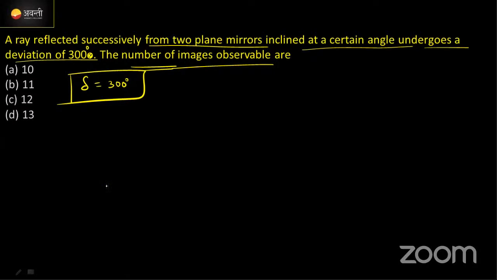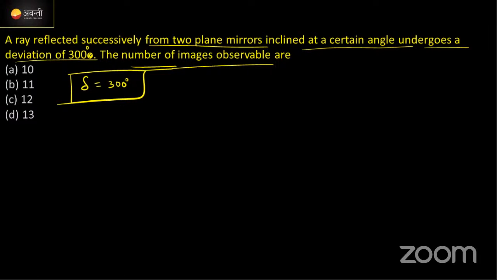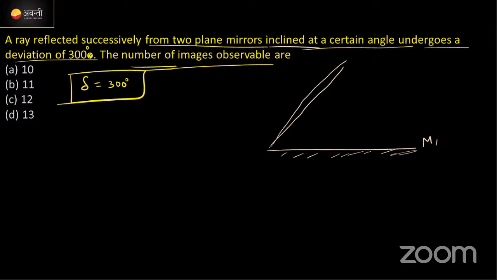Yes, right. What is the correct answer for this one? Nobody gave an answer. Okay, no problem. We'll solve this one. A ray is reflected successively from two plane mirrors. The two plane mirrors are inclined. Take this as the first mirror, right? Another mirror which is inclined.